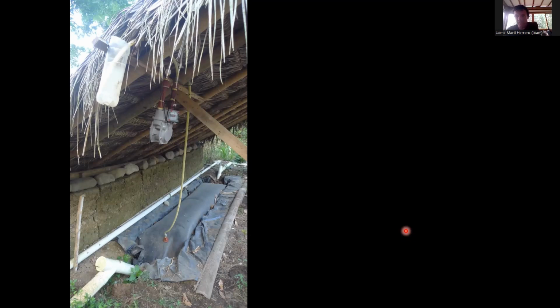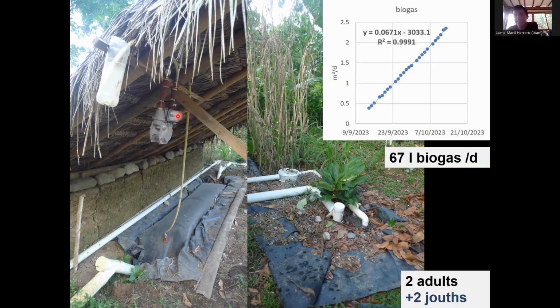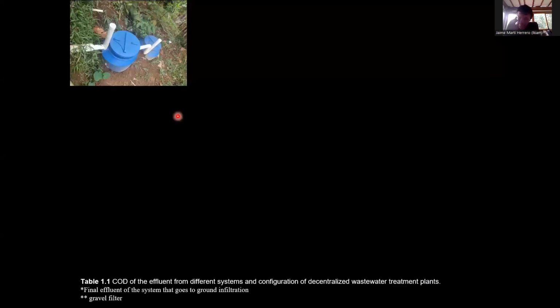So, for example, in this one we decided not to make 2 digesters because it's a lot of work, so we decided to make only one digester. And the first system was in my own house. This is the digester that is treating the black water in my own house. From the digester, it later goes to a small wetland that you can see here. I am measuring the amount of biogas that my family is producing. We are producing more or less 67 liters of biogas per day. It's not too much. It's 2 adults, my daughter and my son.